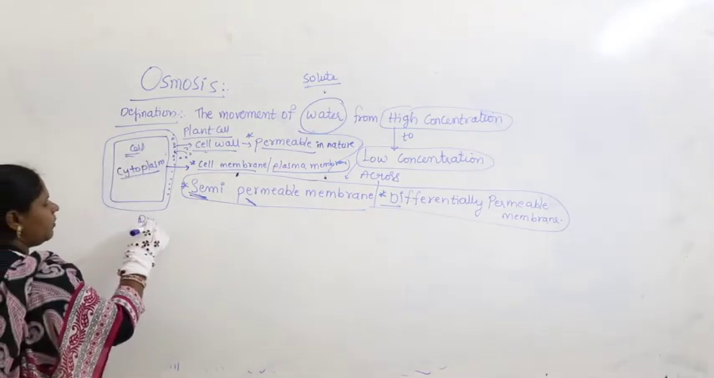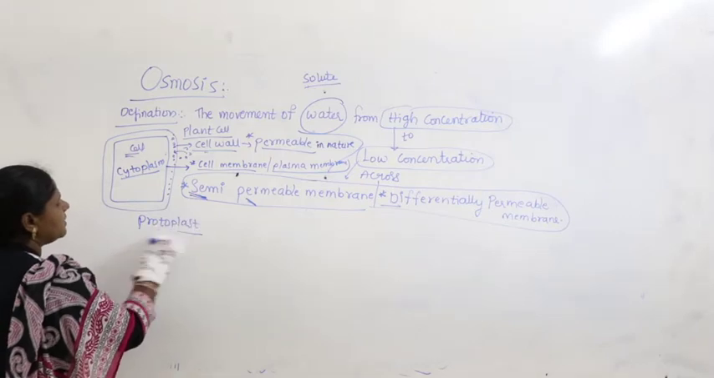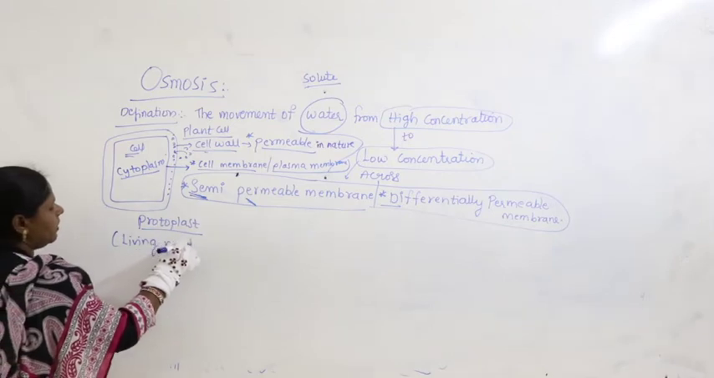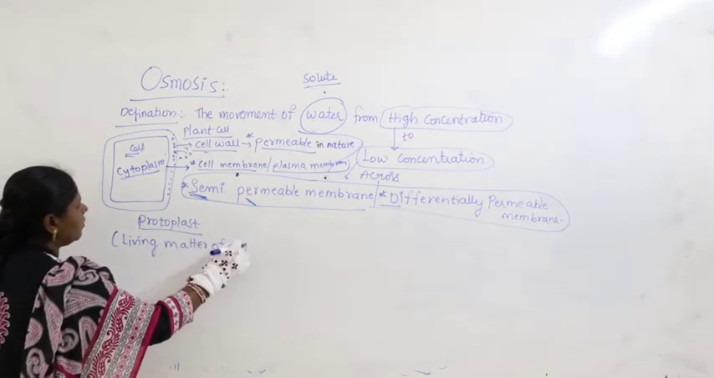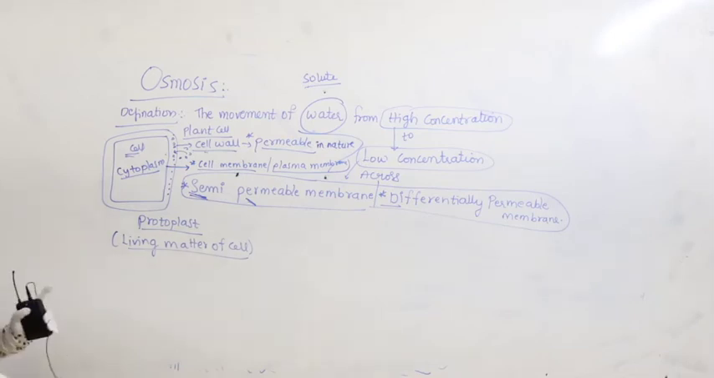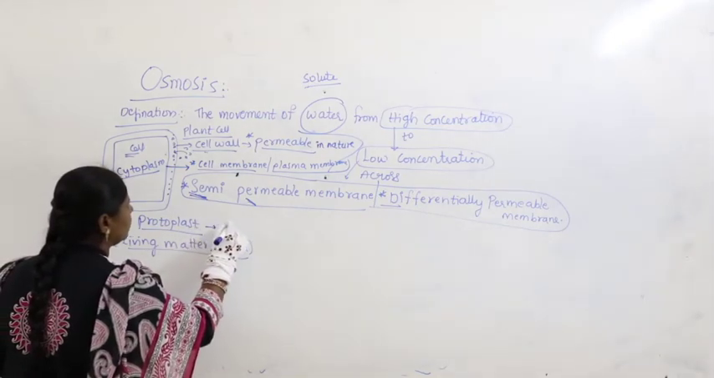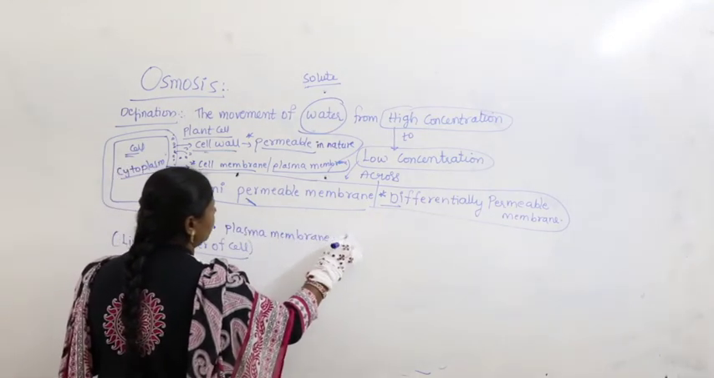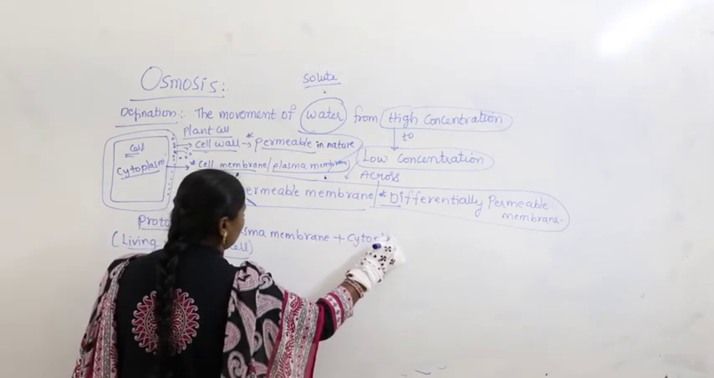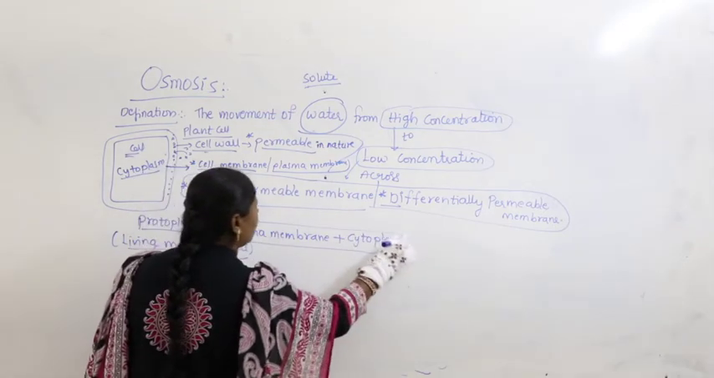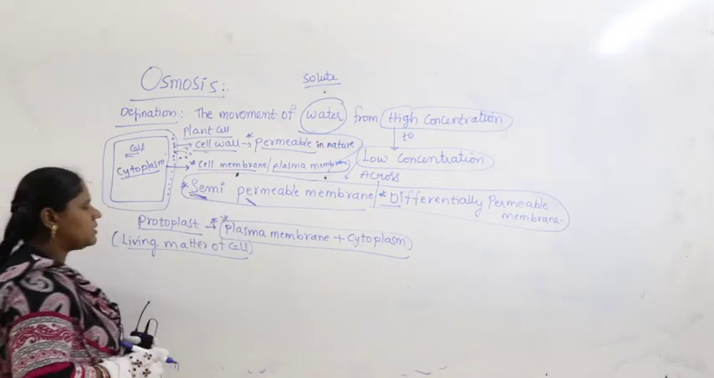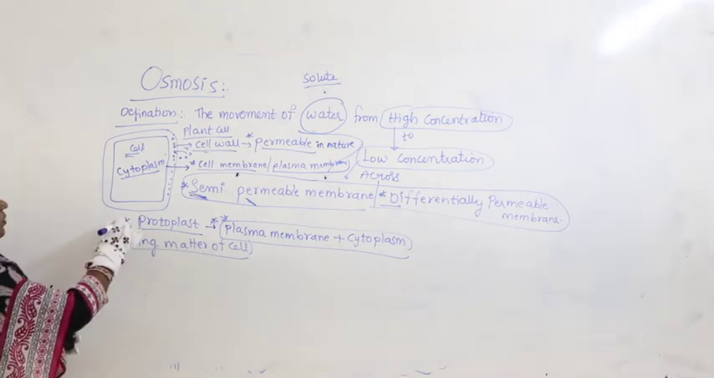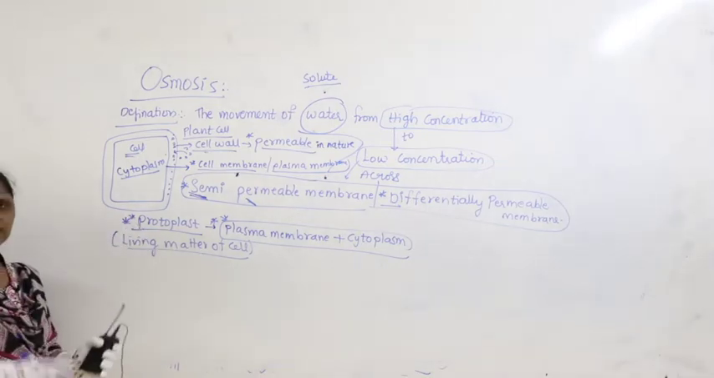So that is why we call it protoplast. What is protoplast? You know, the living material of the cell is called protoplast. So what does protoplast include here? It includes plasma membrane plus cytoplasm. Plasma membrane plus cytoplasm constitutes the living matter of the cell. It is called protoplast, or we call it protoplasm.